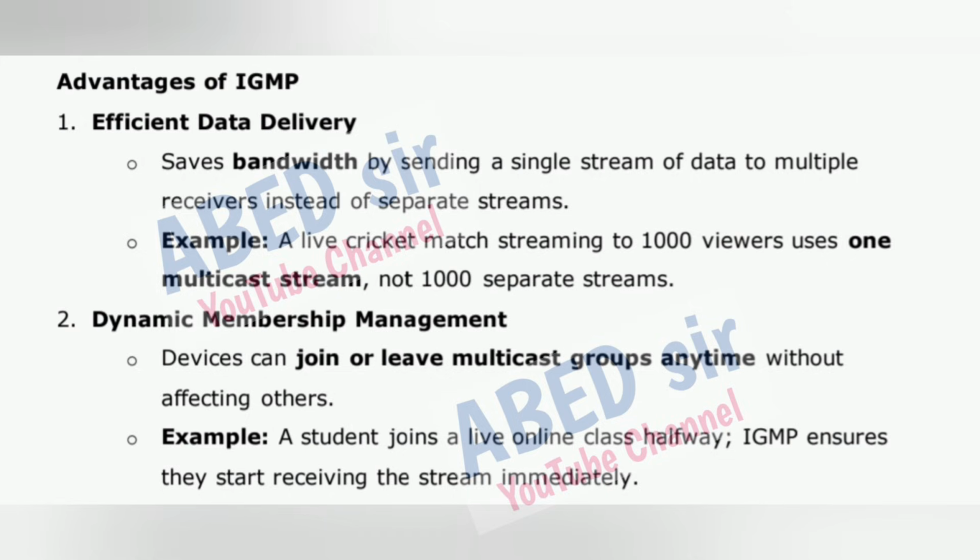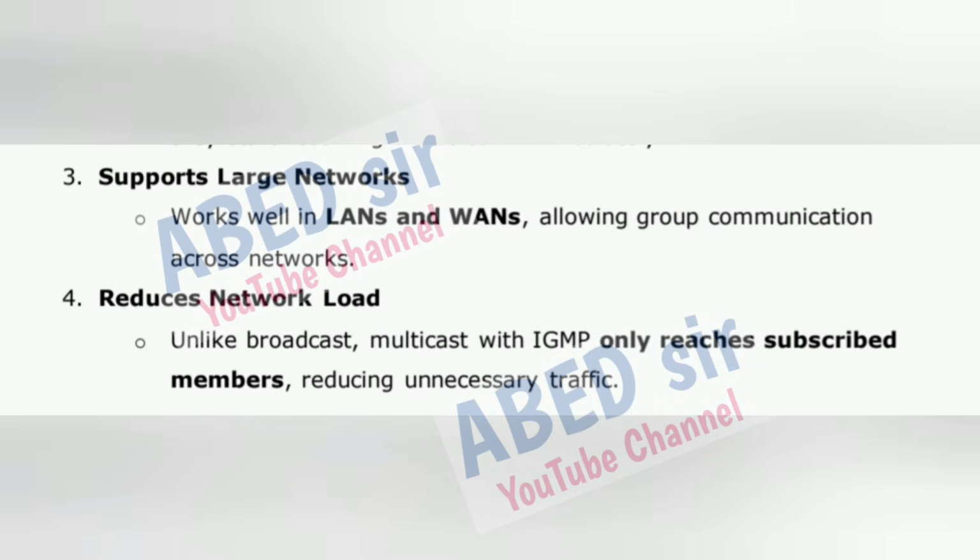2. Dynamic membership management. Devices can join or leave multicast groups anytime without affecting others. Example, a student joins a live online class halfway, IGMP ensures they start receiving the stream immediately. 3. Supports large networks. Works well in LANs and WANs, allowing group communication across networks. 4. Reduces network load. Unlike broadcast, multicast with IGMP only reaches subscribed members, reducing unnecessary traffic.